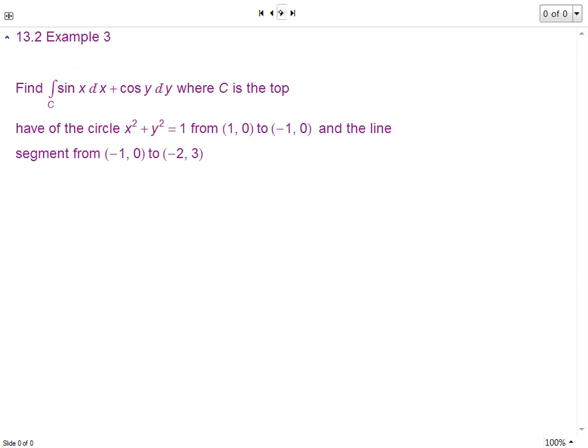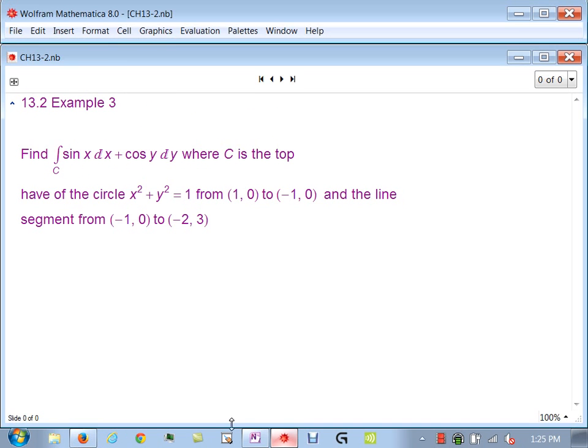All right, so here's some of that notation. We're going to do a problem here. Find the line integral over C of sine x dx plus cosine y dy, where C is the top half of the unit circle, x squared plus y squared equals 1, from (1, 0) to (-1, 0), and the line segment from (-1, 0) to (-2, 3). You have that all in your notes, so I'm going to go to it now.